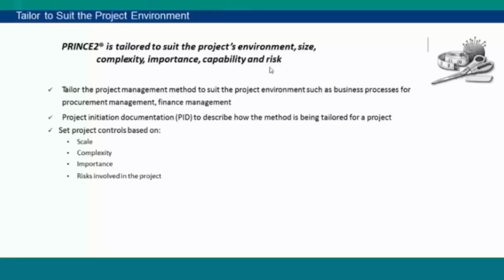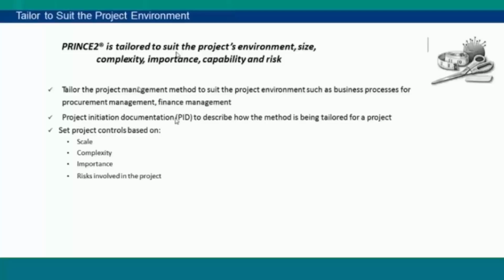So tailor the project management method to suit the project environment, such as the business processes. So what processes I will use. What procurement management, what I need to procure, make or buy decision. I need to buy a server, or I need to make a server. That is my procurement management. Finance management: any investment I need to do on that or not, right? So this is my tailor to suit.